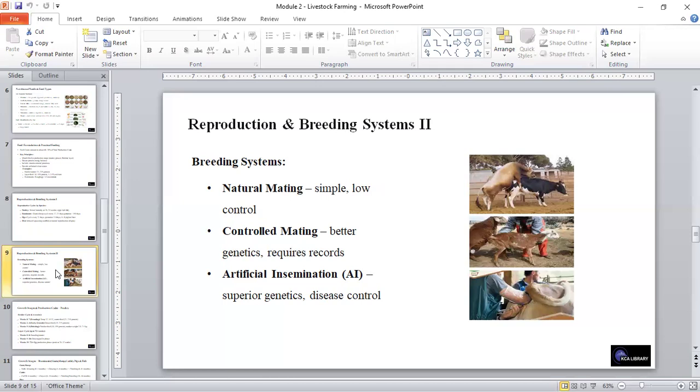However, for the controlled mating, genetics is being put in place, and it requires records. This is a system that is being monitored. The animal is monitored, programmed, and records are taken. However, artificial insemination entails superior genetics, and animals are being injected in order to reproduce. However, there's disease control in this type of mating.